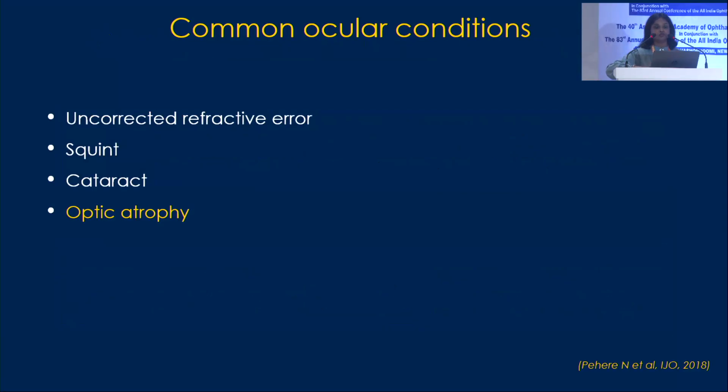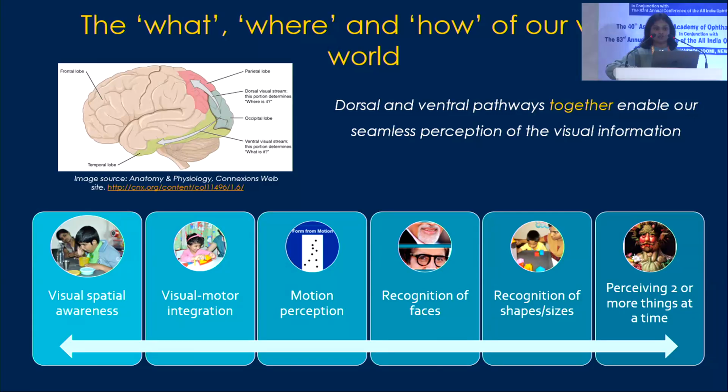So the most common ocular conditions that are noted in children with CVI include the uncorrected refractive errors, squint, cataract, and optic atrophy. The reason why I've highlighted optic atrophy is because it's very commonly seen in children with CVI, both partial and full optic atrophy. This is because it's a retrograde transsynaptic degeneration that is seen in these children.